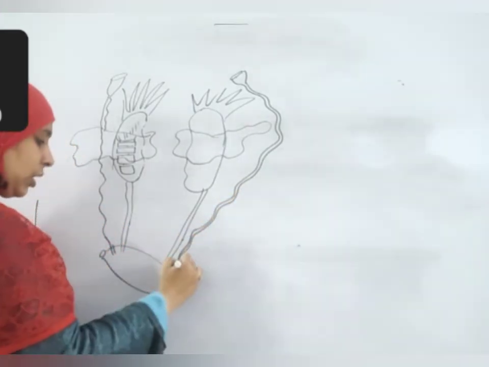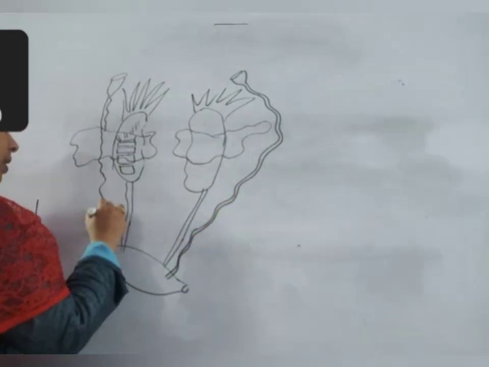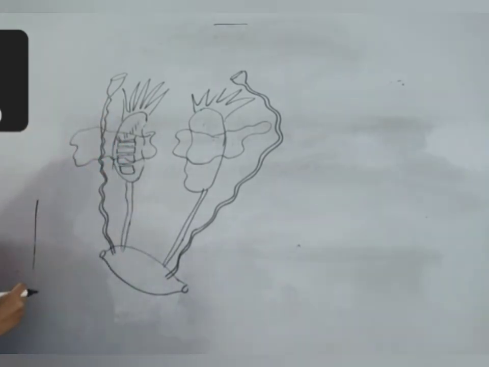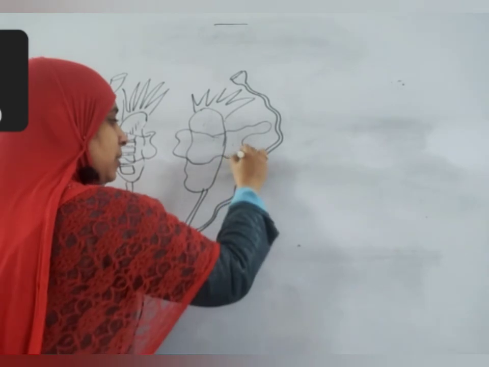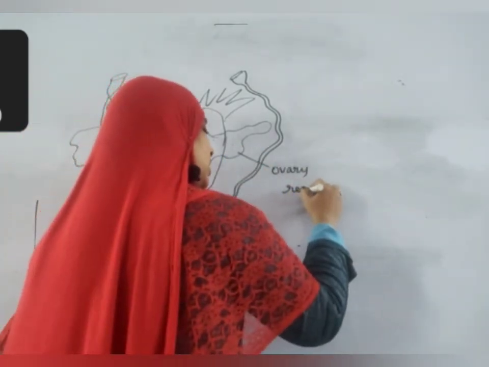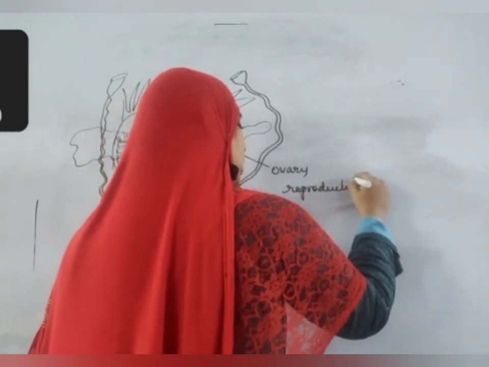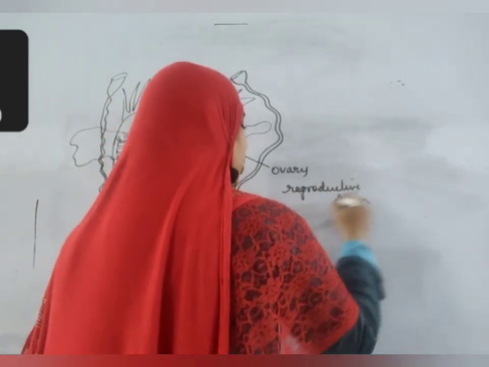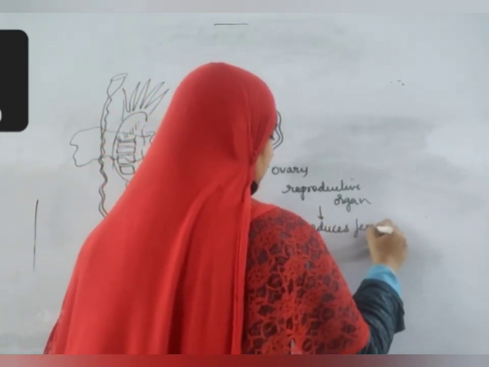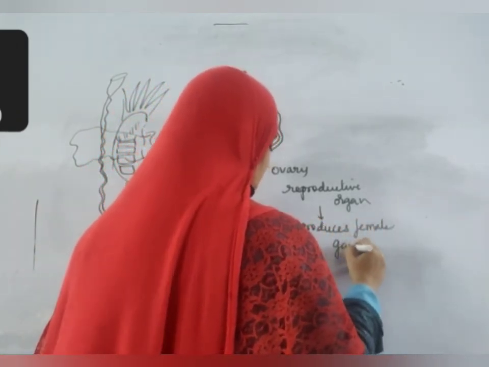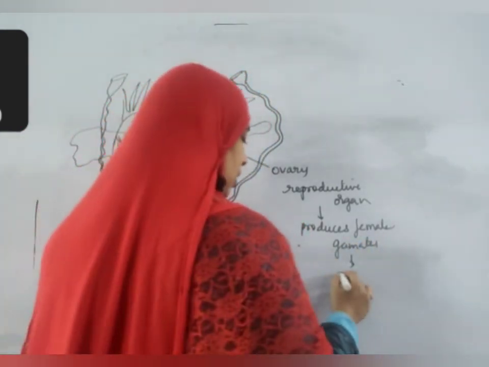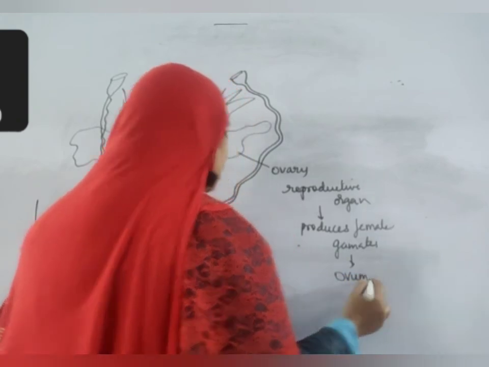So, what are the parts of this female reproductive system? The ovary is a reproductive organ. What is it producing? It produces female gametes. What are female gametes? Ova. Ovum singular, ova plural.